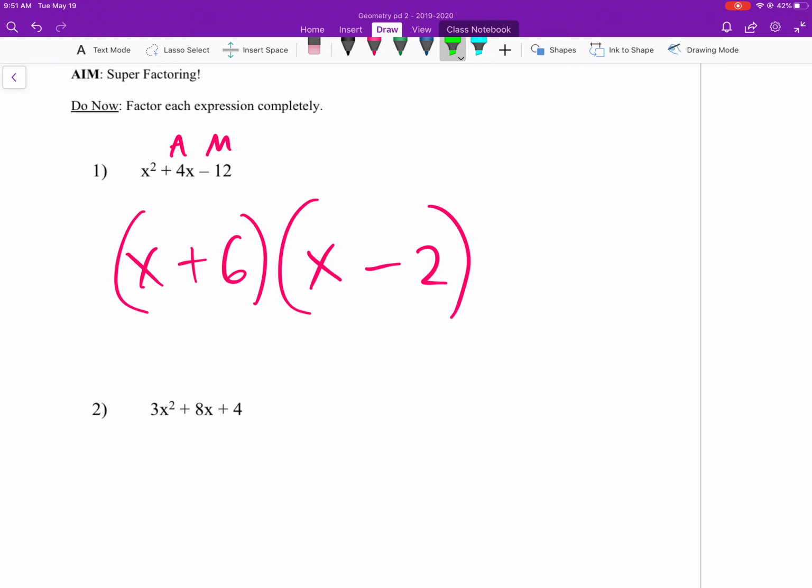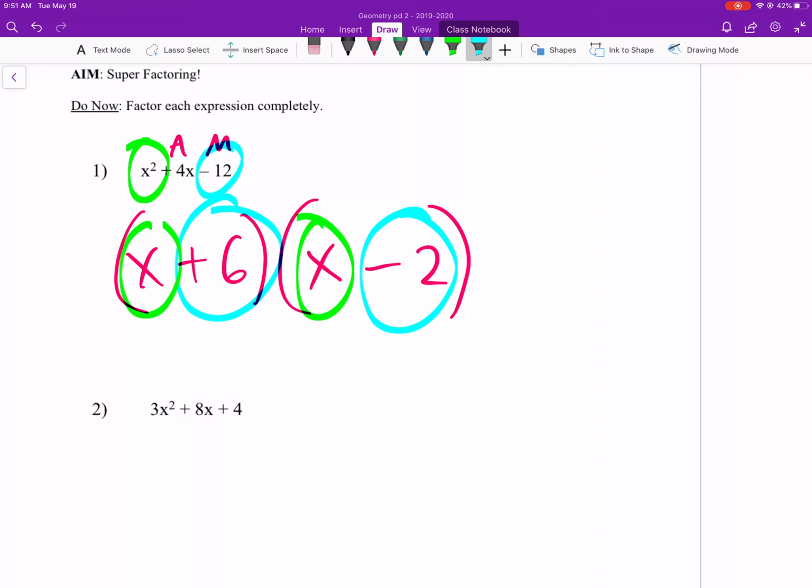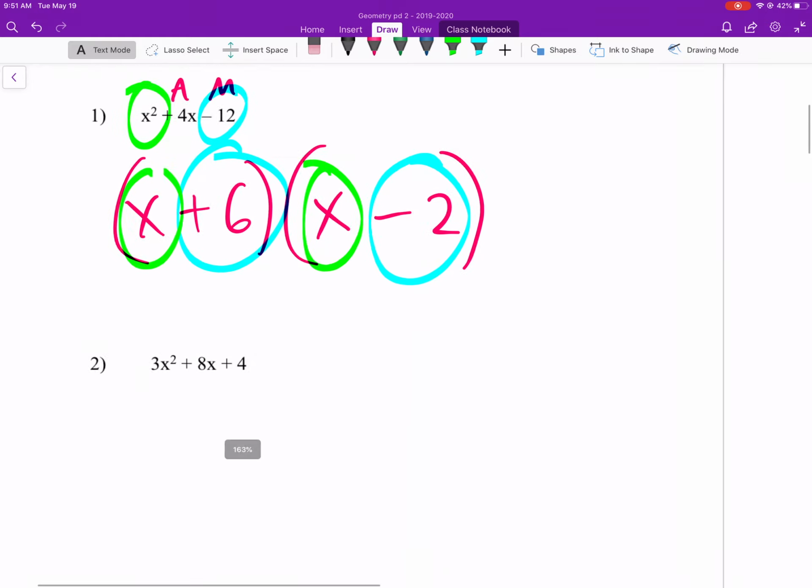All right, remember a quick check. x times x gives us x squared. 6 times negative 2 gives us negative 12. And that will be useful today when we talk about super factoring.